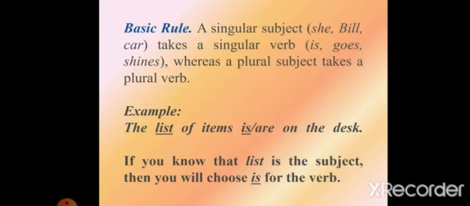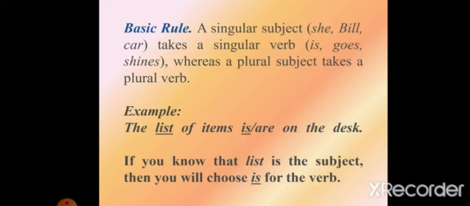Which means a singular subject takes a singular verb. So the verb will be is, goes, shines. The singular verb will be the helping verb, that is the primary auxiliary, and the main verb also changes accordingly. So according to the subject we will have the verb. We are specially talking about number here. If the subject is singular, the verb will also be in the singular number.